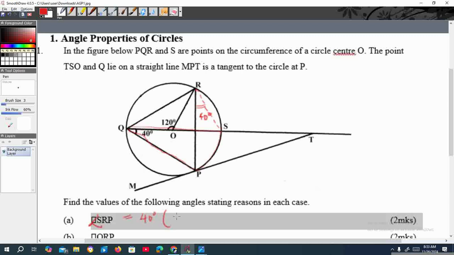And the reason we say here, it is made on the circumference by the same arc as angle PQS, which is equivalent to 40 degrees. So we've done the first angle.